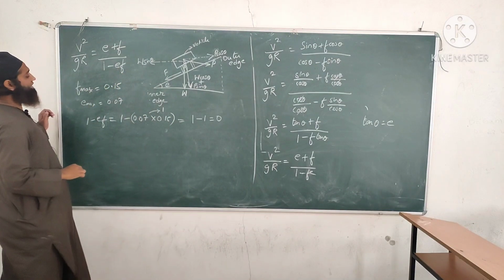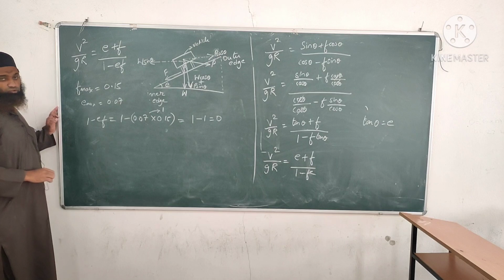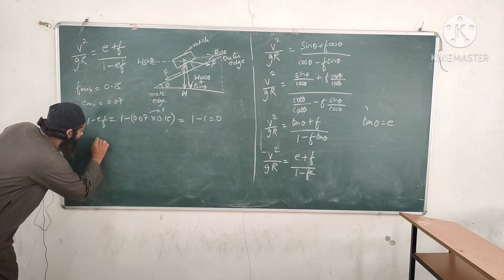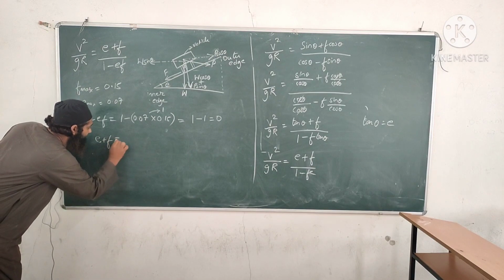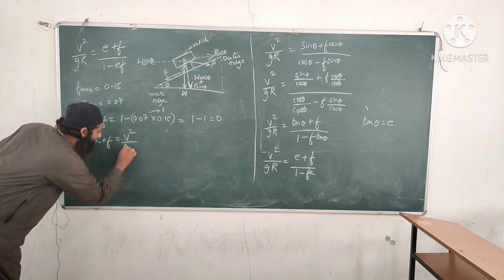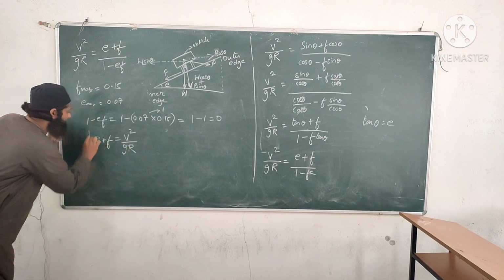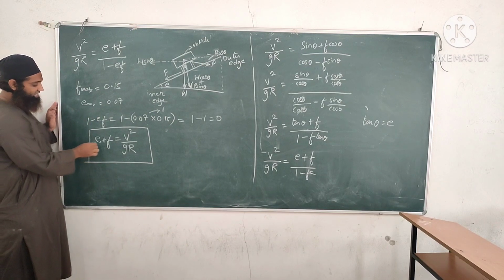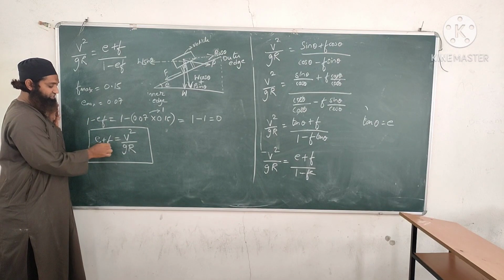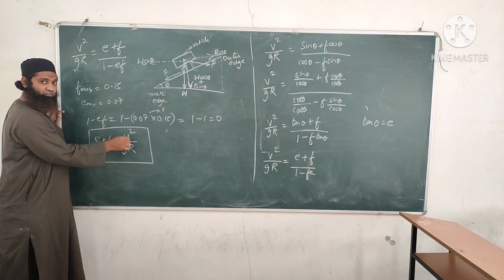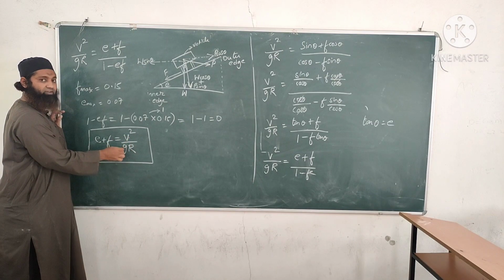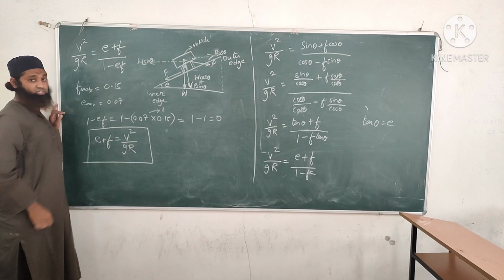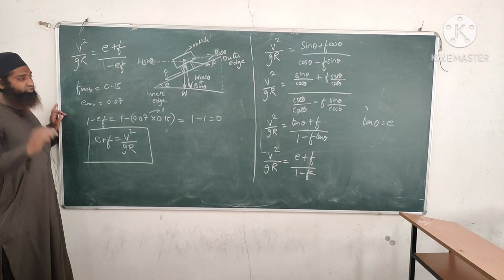So the final equation that we will get for super elevation is E plus F is equal to V square by G into R. This is the final equation that we are getting for super elevation, where E is the super elevation, F is the frictional force, V is the velocity of the vehicle, G is acceleration due to gravity, and R is radius of curvature. This is very important. Super elevation is very important.